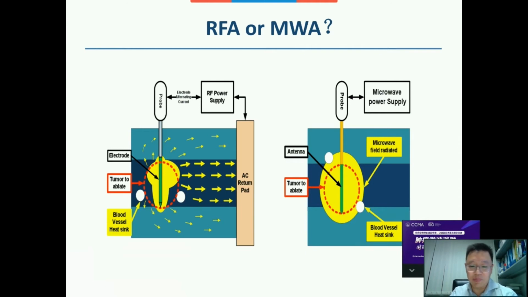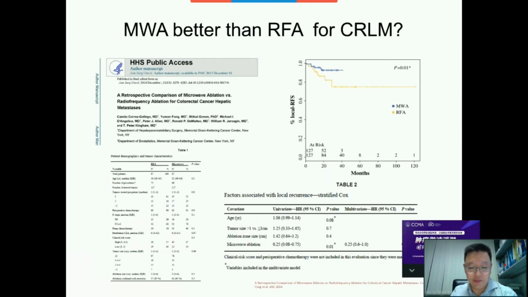The tumor tissue heated by microwave is wider, which has the advantage of resisting the heat sink effect caused by blood flow. So is microwave better than radiofrequency? An article published by MSKCC in 2016 suggested that microwave can improve local control and significantly reduce the local recurrence rate compared to radiofrequency ablation.